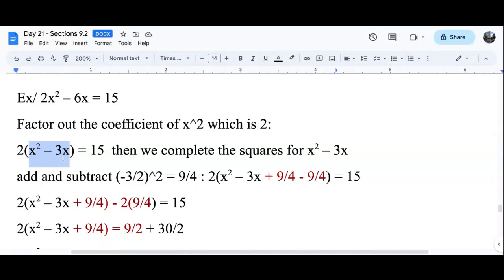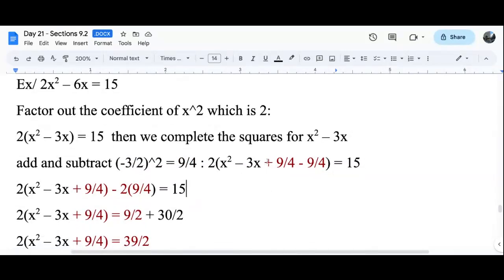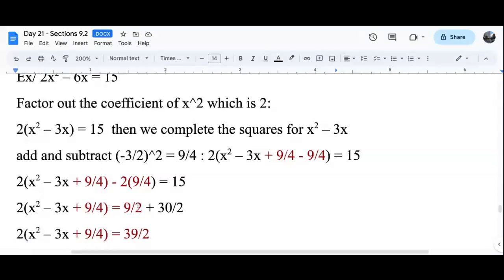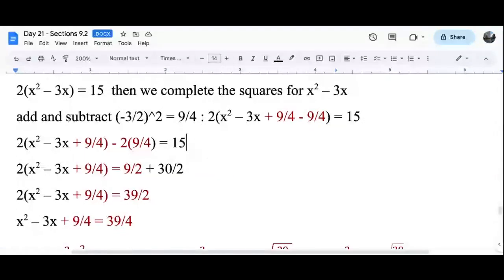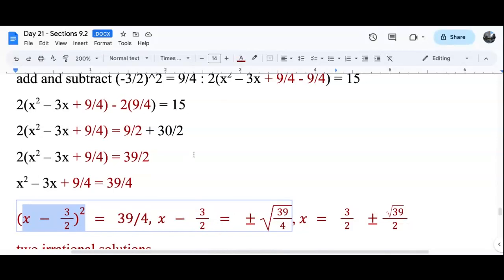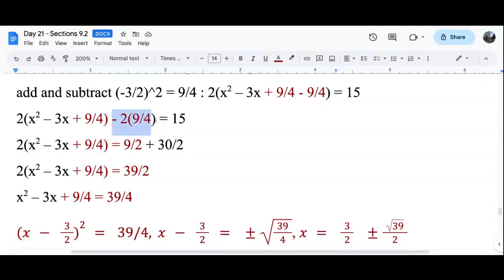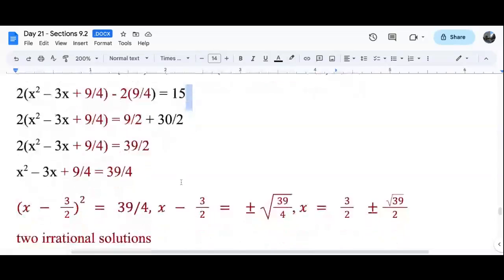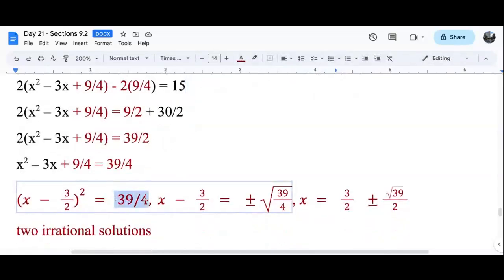Now we focus on x squared minus 3x. Take minus 3 divided by 2, squared, which is 9 over 4. So what do we do? We add 9 over 4 and subtract 9 over 4, as if we add 0. By doing so, we have a perfect square. We have x minus 3 over 2 squared. Then this negative 2 times negative 9 over 4 can move to the other side. Then when we add, we get 39 over 4.